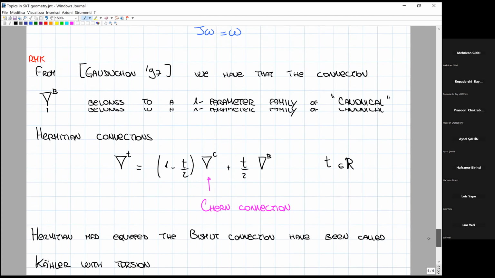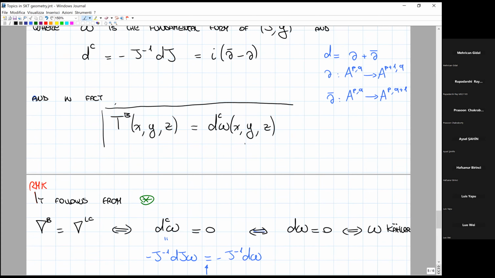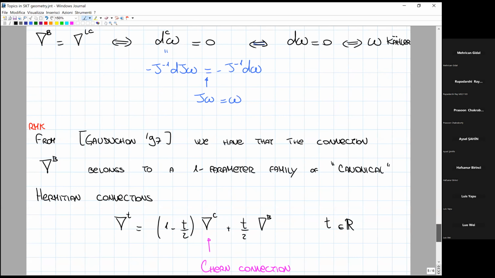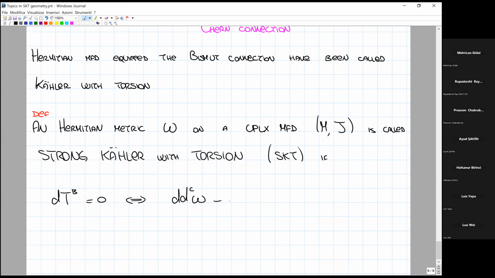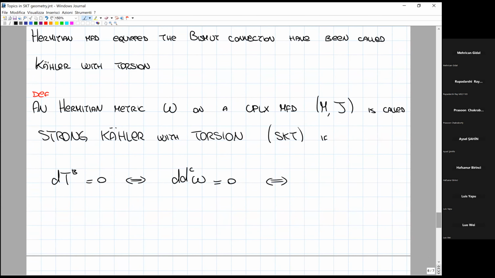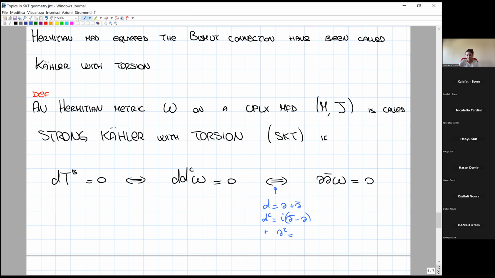So above, we said that the torsion of the Bismut connection coincides with d^c of omega. So this is equivalent to saying that d d^c omega is equal to zero. But in fact, this is equivalent to saying that del del bar of omega is equal to zero. Because we said that d is equal to del plus del bar, d^c is equal to i (del bar minus del). If you also use the fact that del squared equals del bar squared equals zero, you can show as a very easy exercise that d d^c is equal to 2i del del bar. Okay, so omega is del del bar closed.